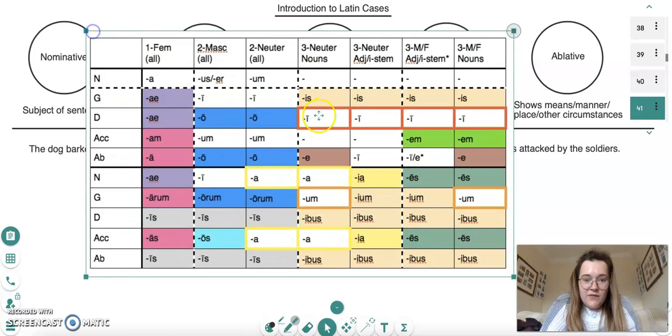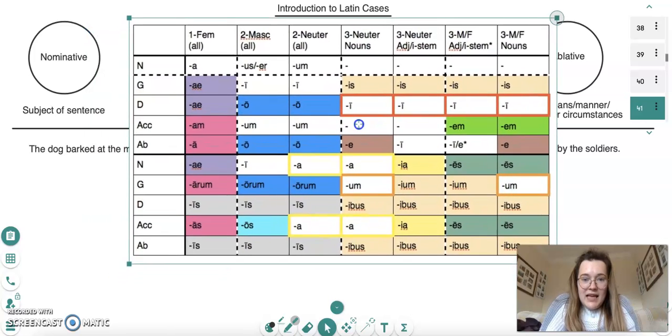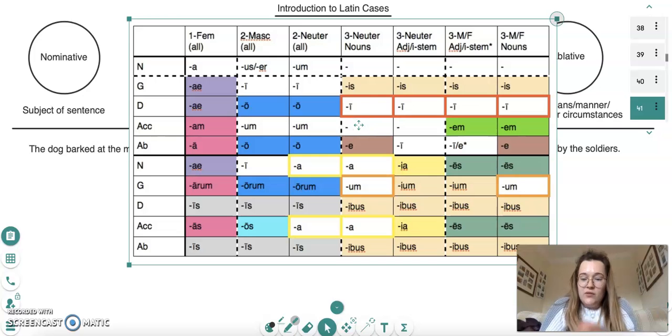the basis for nouns in Latin, and how they work is you get the stem of the word. For example, let's say we use servus, meaning slave, and that's a second declension masculine noun. So depending on what case we want to put it in, that would dictate the ending that we use in Latin. So that's a basic introduction to Latin cases.